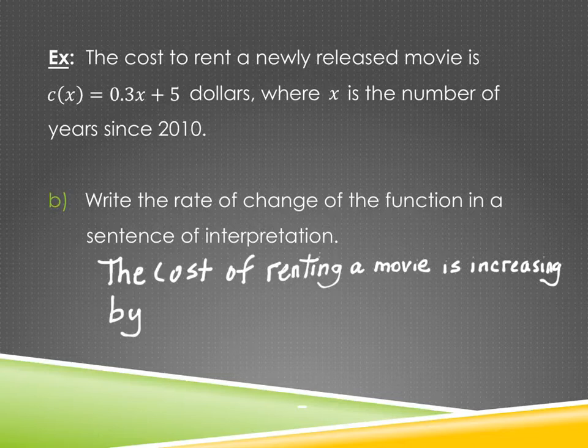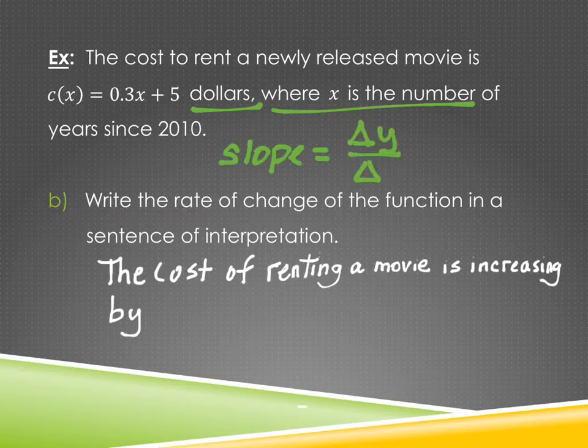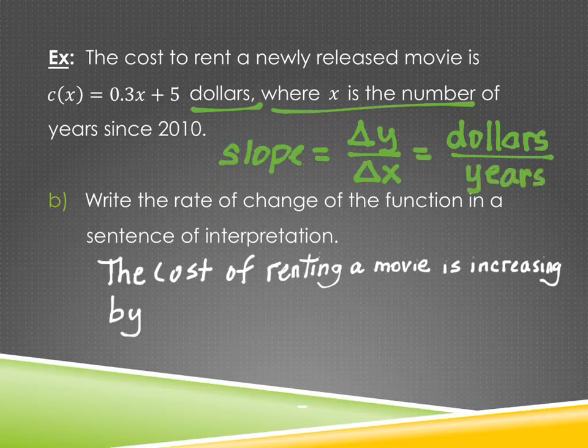Let's go back. Oh, it's up here at the top actually. I left it on here. Do you see my units right here? We know that slope is the change in y over the change in x. What are my units on y? What are the output units here? Dollars. This is an amount of dollars. What are my input units? What are my x values here? Years. It would be $0.3 over a year. Yes. So it would be increasing by 30 cents, or $0.3, per year.